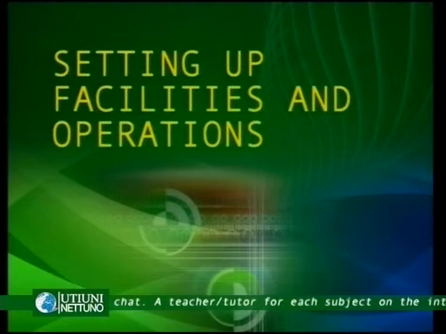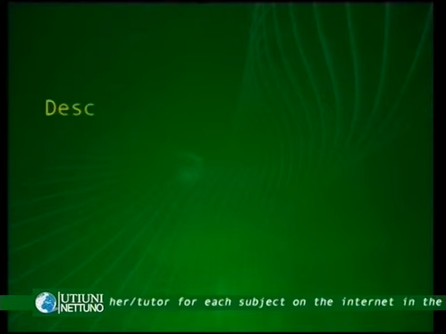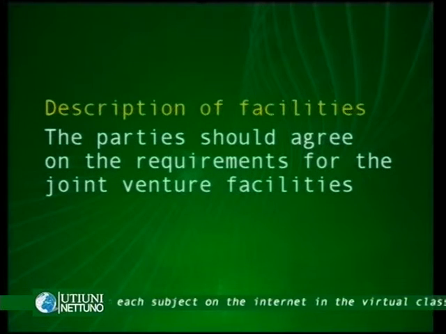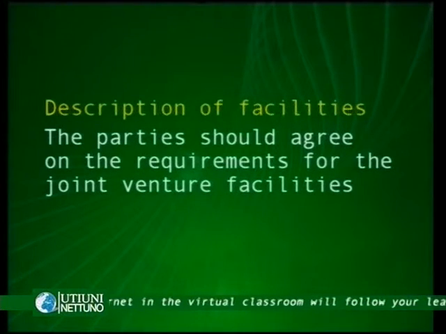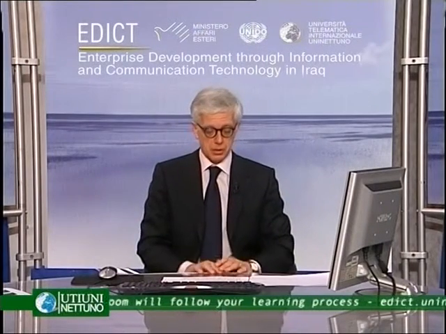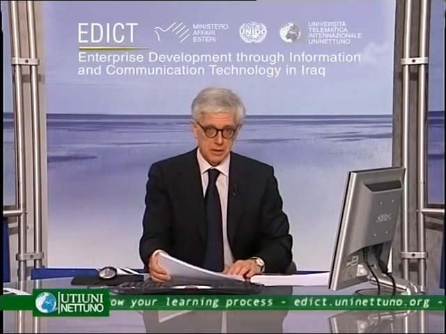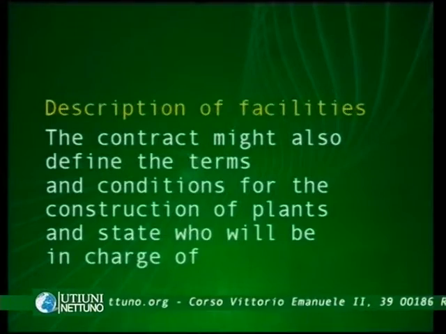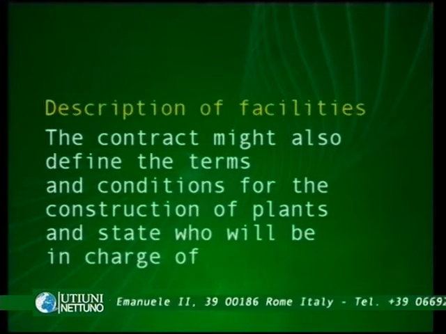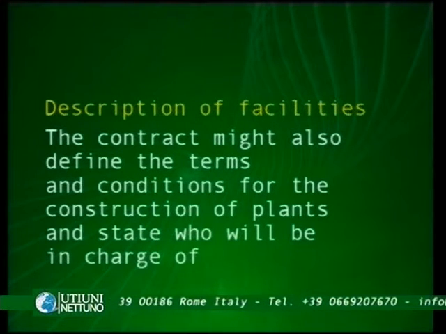Setting up facilities and operations. First of all, we need the description of facilities, and the parties should agree on the requirements for the joint venture facilities. For example, production capacity of the plant, the required equipment, and all items necessary in operations. The contract might also define the terms and conditions for the construction of plants and state who will be in charge of the construction of plants.